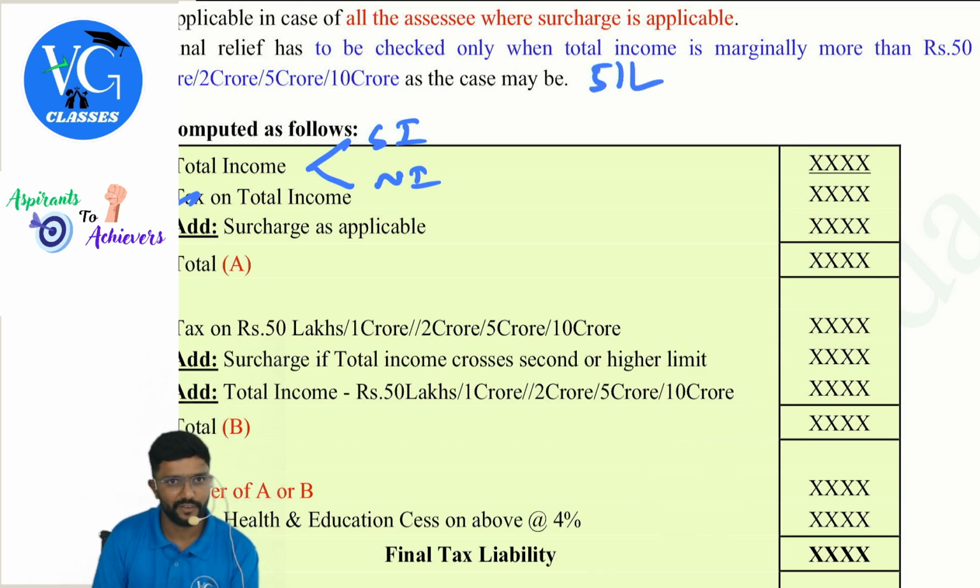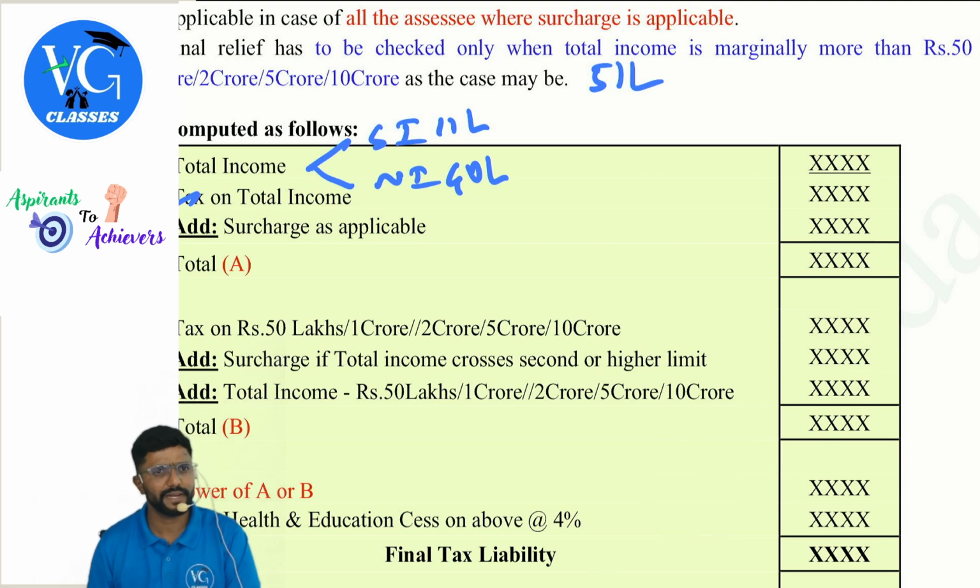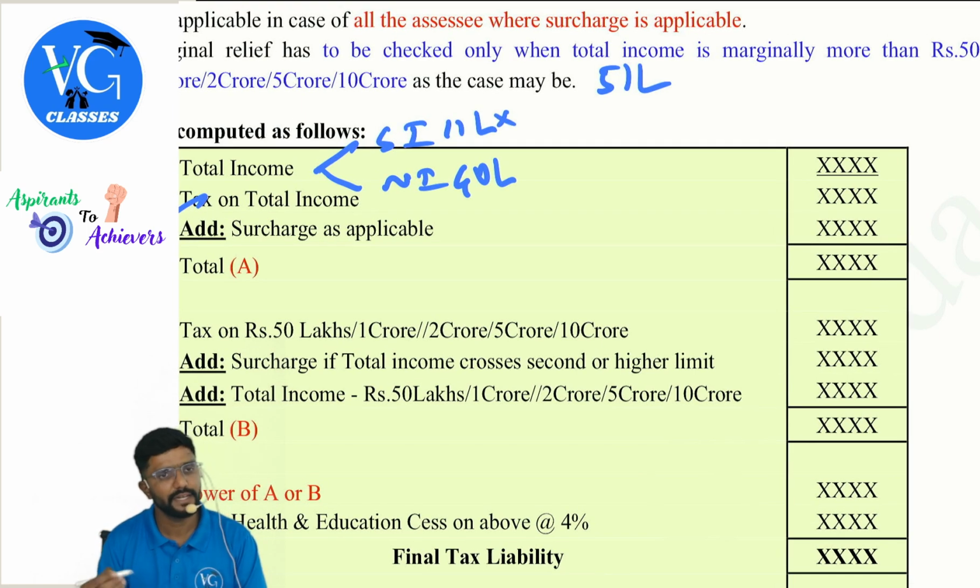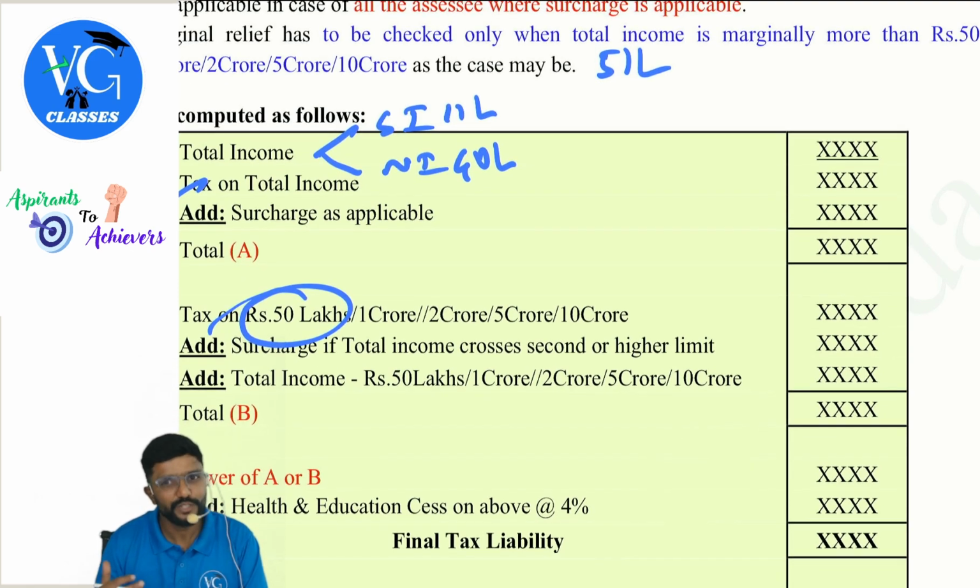Assume your income is 51 lakh. Let me give an example for it. This is 11 lakh special income, and normal income is 40 lakhs. You will first apply tax on special income, calculate, and on normal income, apply slab rates and calculate. So here we have to calculate tax on 50 lakh. Out of 50 lakhs, what should I consider, special or normal? First 11 lakh special, remaining 39 lakh normal.